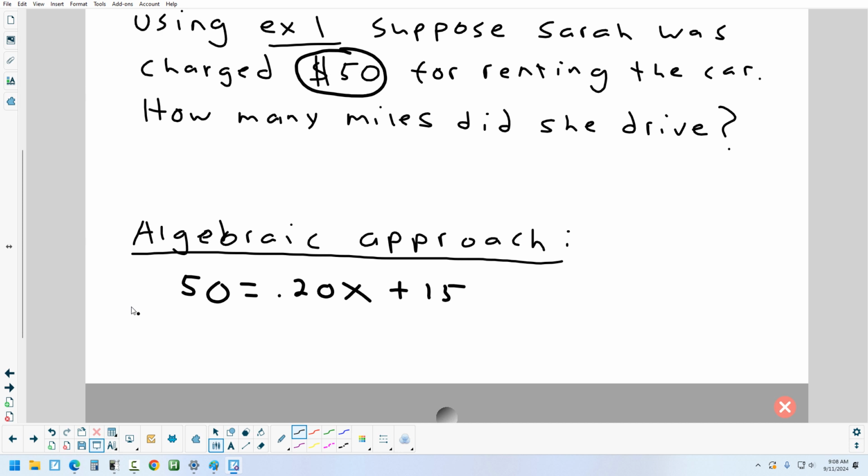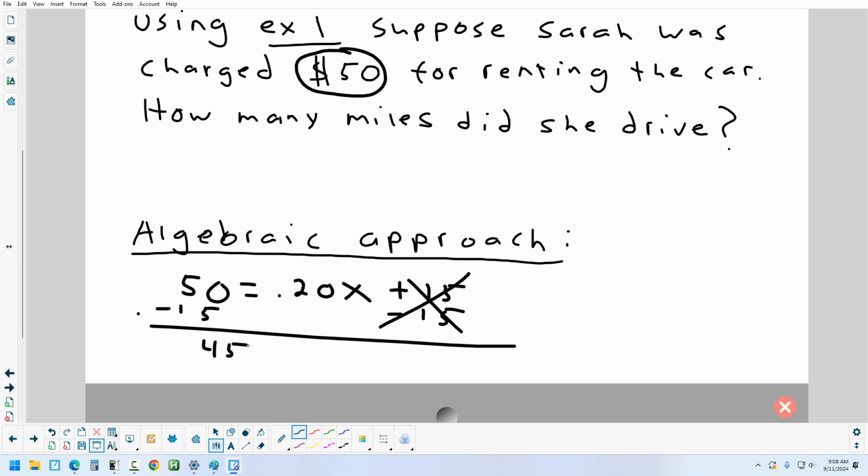Ileana, what would be my first step to get x by itself? Subtract 15 on both sides. Yep. So we're going to subtract 15 on both sides. So that cancels out. And Cadence, 50 minus 15 is going to give me 45. All right. So I got 45 equals 0.20x.